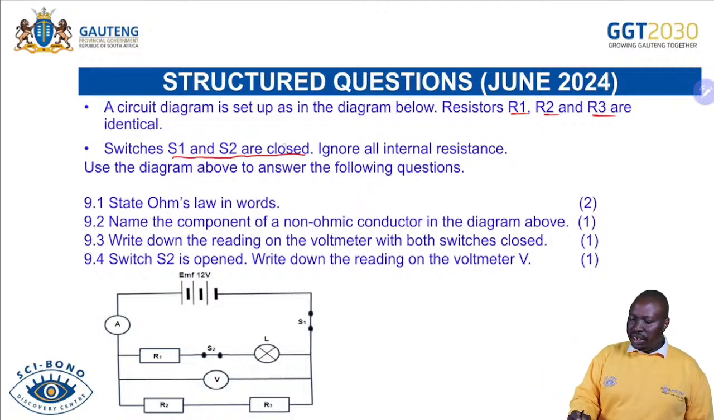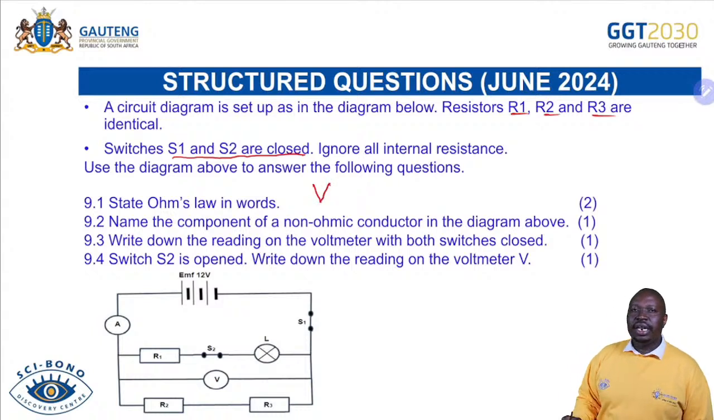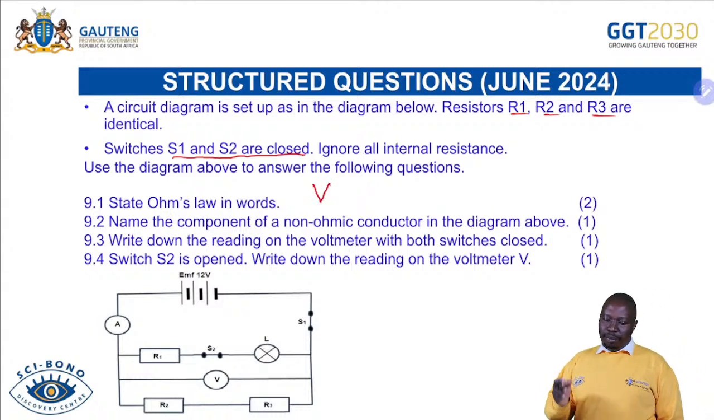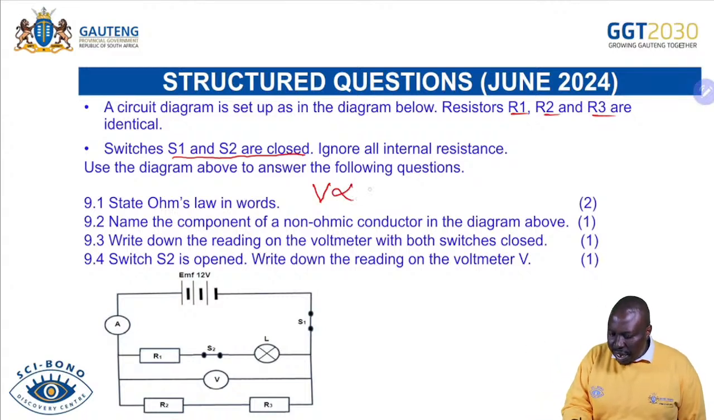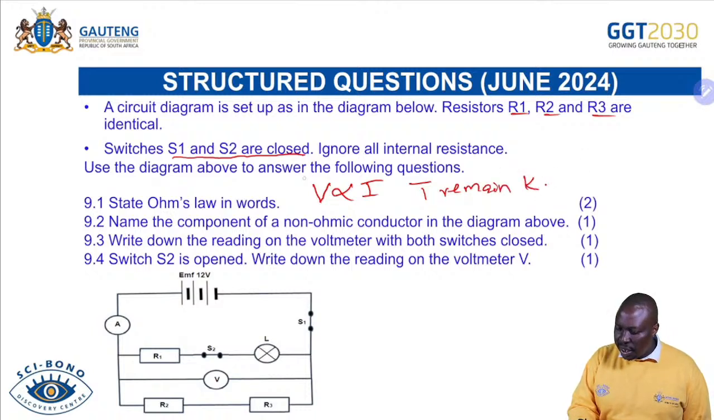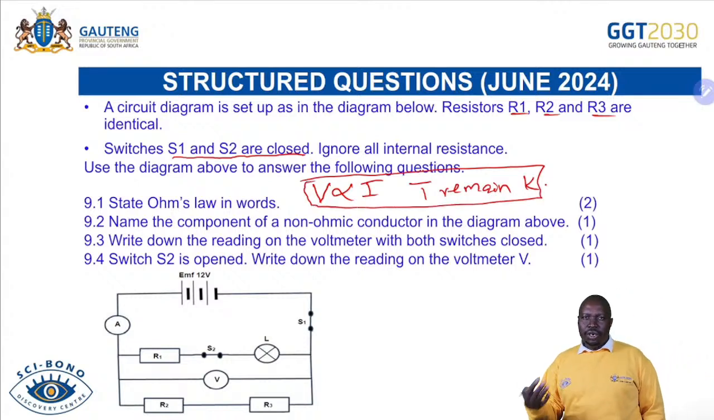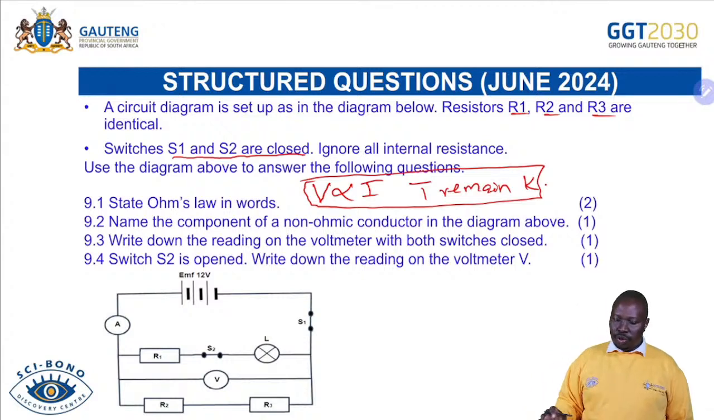To say, we studied Ohm's law: the potential difference across the conductor is directly proportional to the current, provided that the temperature remains constant. You can write it in symbols, or you can write it in full. Please, know Ohm's law and EMF, because those are two definitions that in most of our papers we are asked to write, to state, or to define. So you must know how to do that.